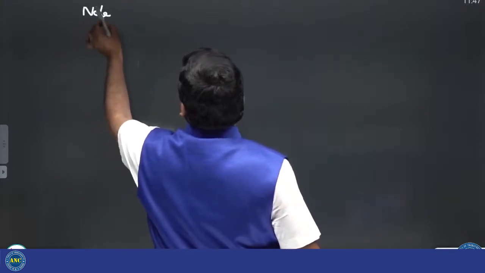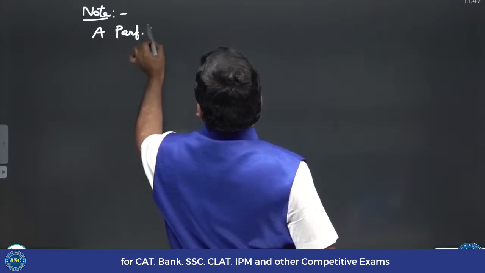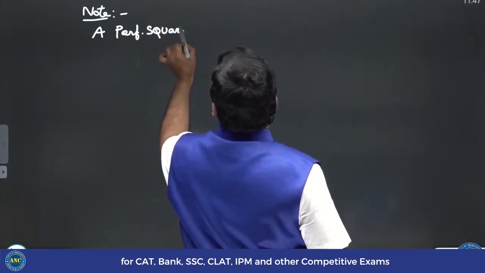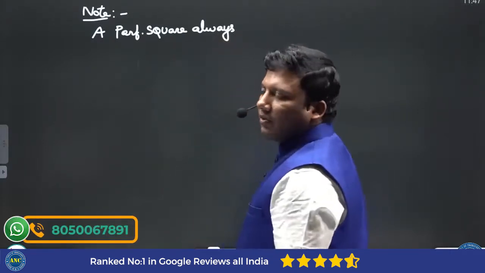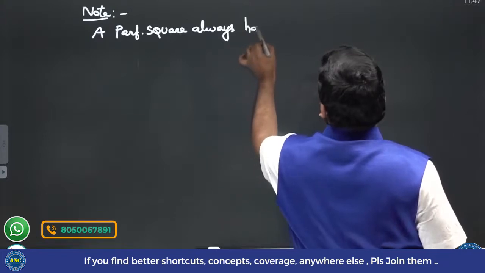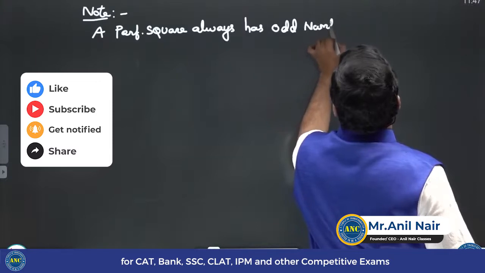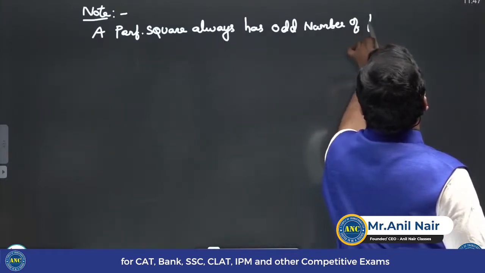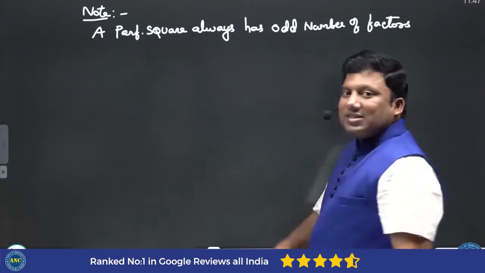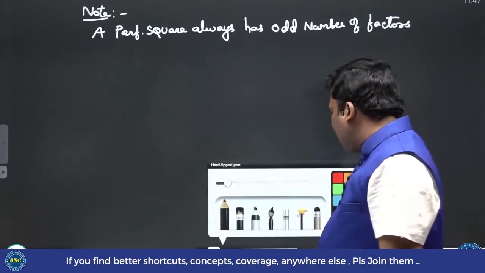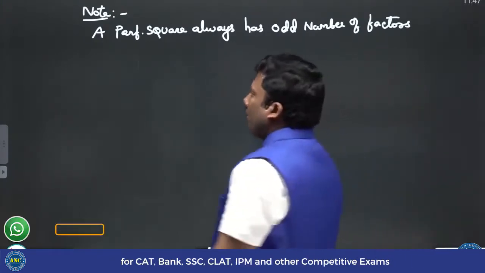Very important, sir. A perfect square always has an odd number of factors. If a number is a perfect square, it always has an odd number of factors.